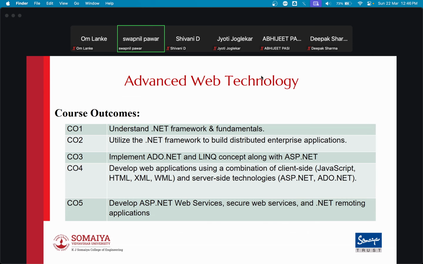Along with that, we have the advanced things associated with application development, where we explore ADO.NET and LINQ along with ASP.NET. Also, we are going to develop web applications using a combination of client-side and server-side technology, that is JavaScript, HTML, ASP.NET and ADO.NET. The last CO talks about web services. .NET and C Sharp are very much used in the creation of web services, so we are going to understand how these services can be created and how remote .NET based applications can be worked on.